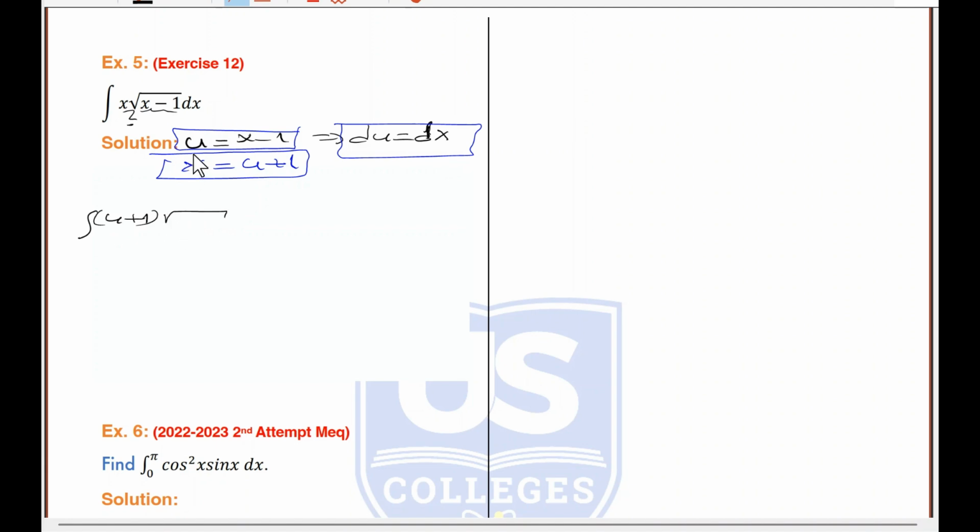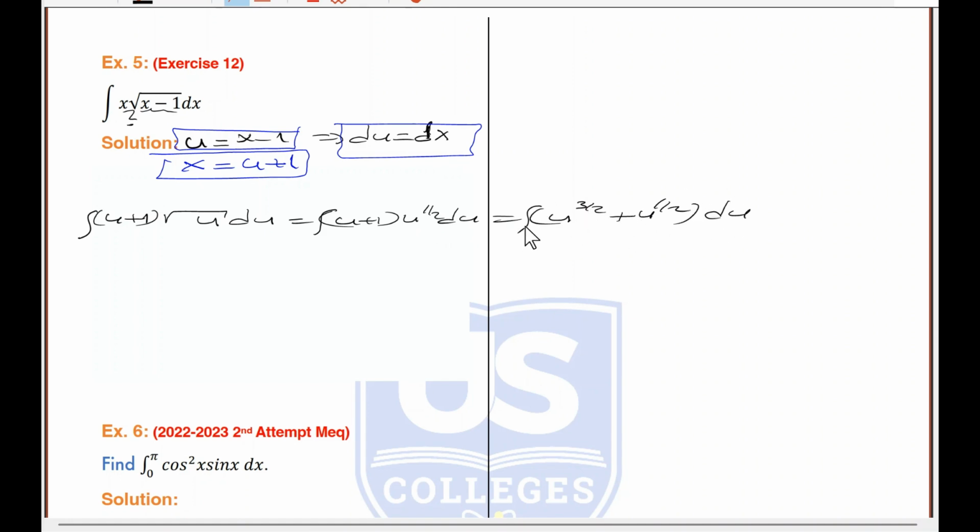Under the root, I have u. dx is equal to du. Now, no more x, everything is written in terms of u. Now, just simplify this integral. This is u to the half. So u times u to the half, u to the 3 over 2, plus 1 times u to the half, u to the half du.